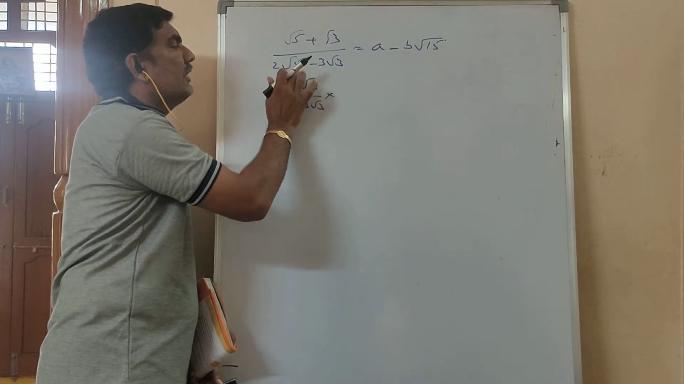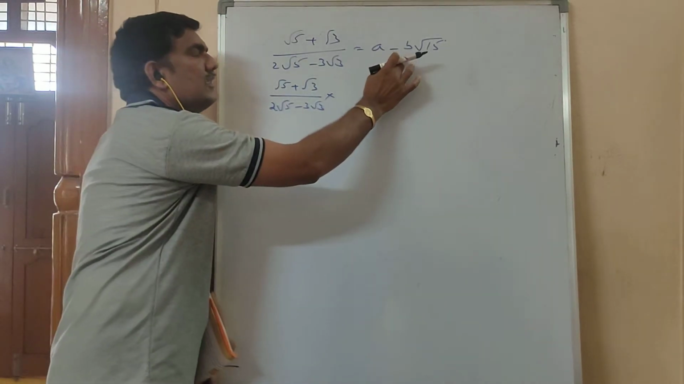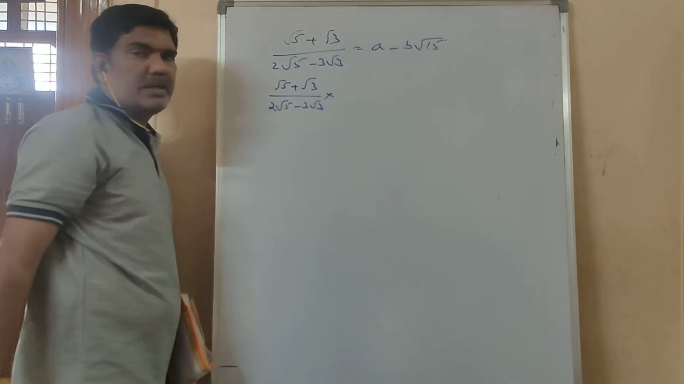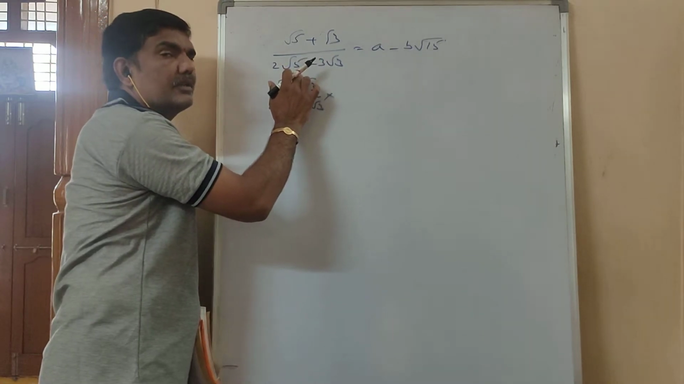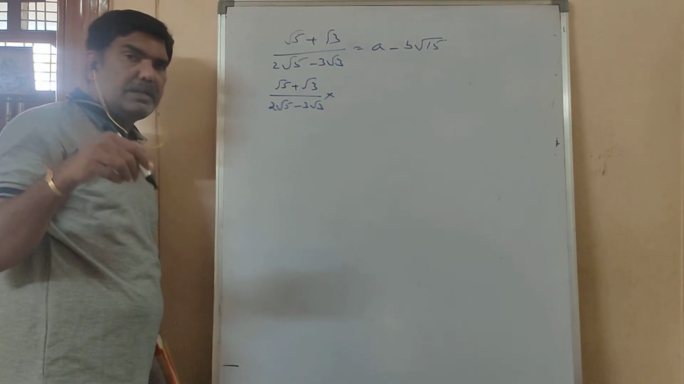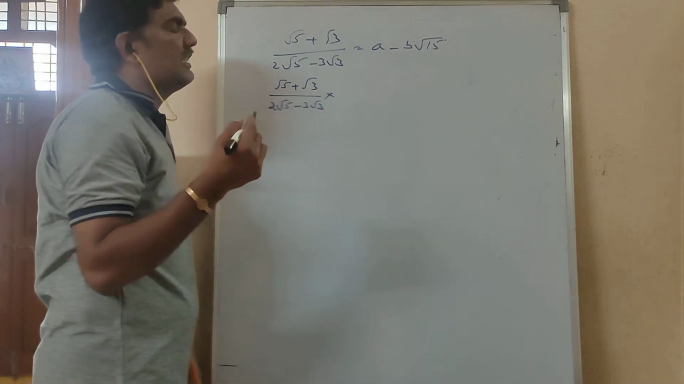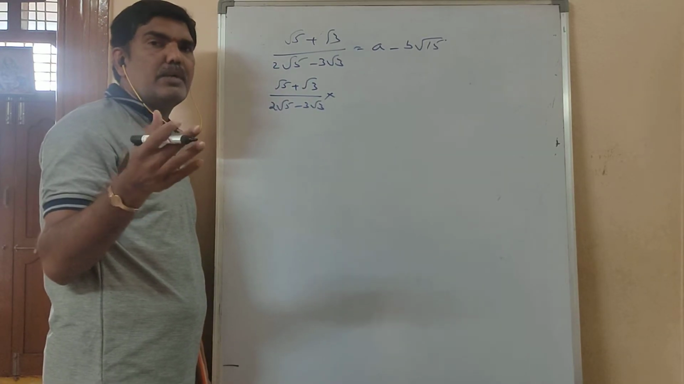Rationalizing factor for the denominator. See, in the answer you do not have any denominator, but here you have a denominator. So what do you have to do? Rationalize the denominator. In the previous class I said how to rationalize the denominator.